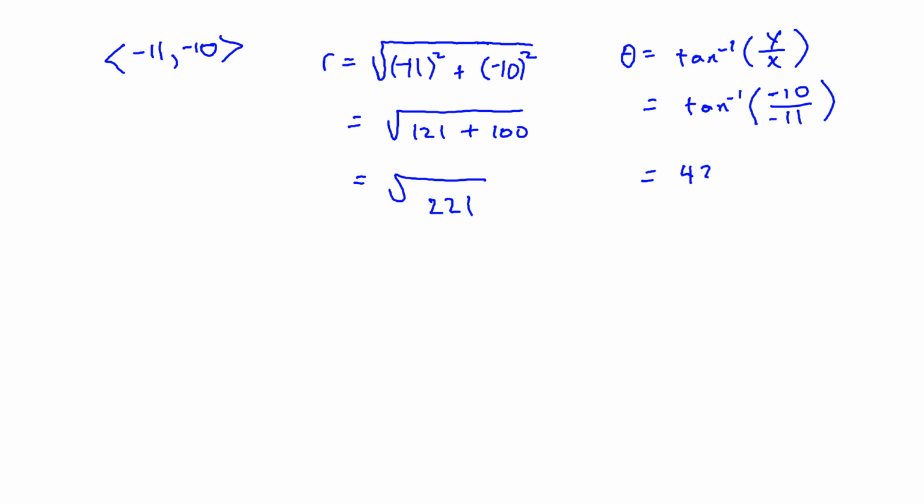Okay, so 42.27. What's going to happen is we have to check to make sure this is the right angle. When you graph -11, -10, what quadrant is that in? It's in the third quadrant because this number says go left, this one says go down, right? So we're in the third quadrant. When you graph this angle, 42.27, what quadrant is that one in? It's in the first quadrant. So that's where it would be.